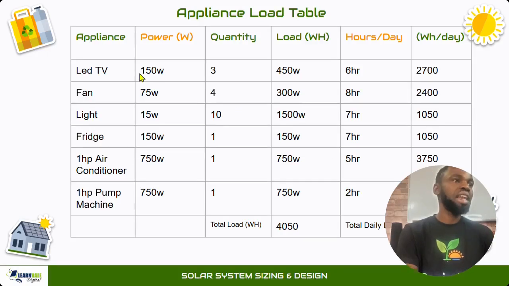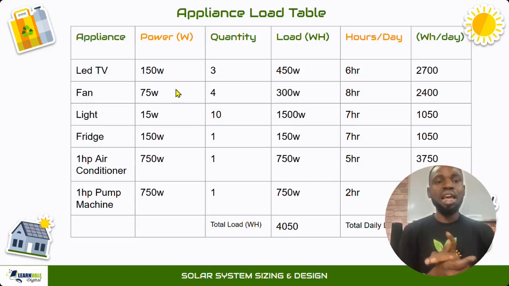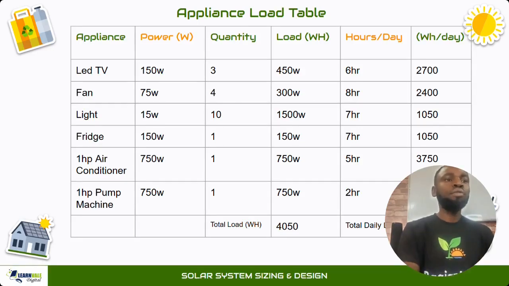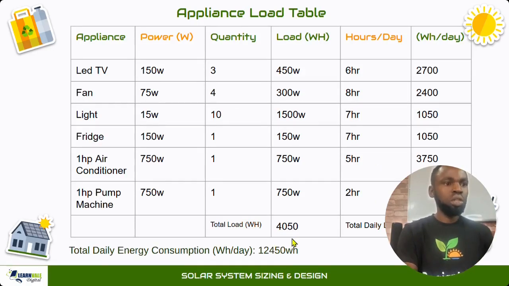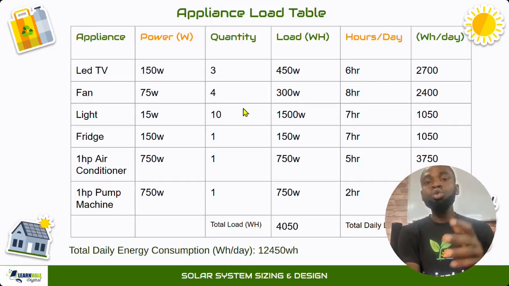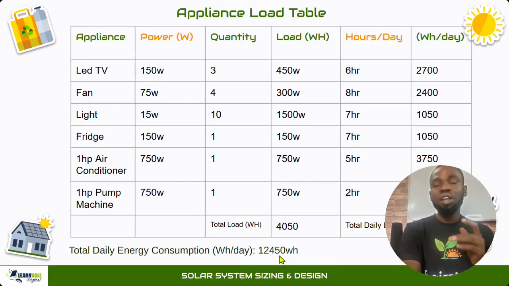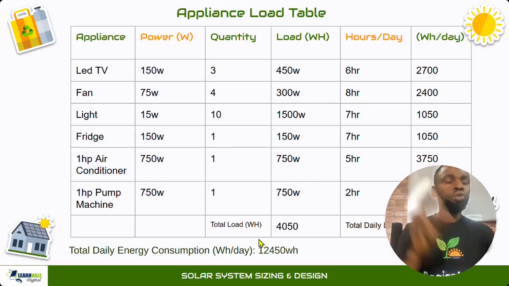Okay, with this now, let's say this is a load sizing for a client or a site or a home. After we have done that, this is what we have gotten. We got that this home, with these specifications, uses up to 12,450 watt hour on daily basis. And we got that their total load, the total appliances, if they turn them on at the same time, is rated at 4050 watts.